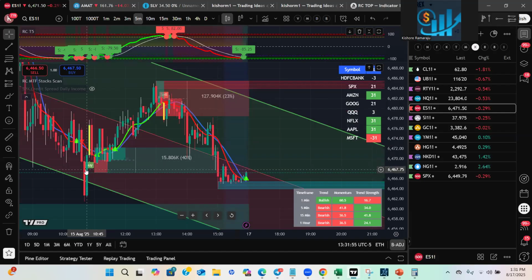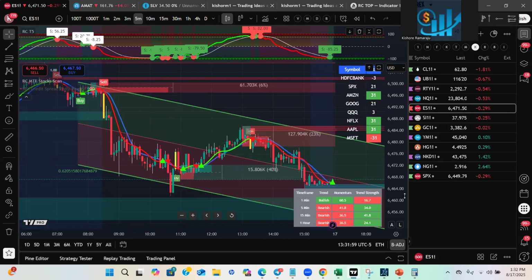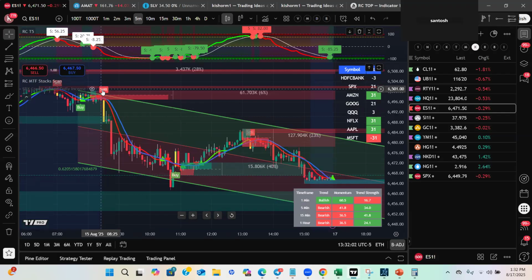So here you have only one buy signal, one sell, on the entire day. You were saying you made some changes to the MTF scan, right?